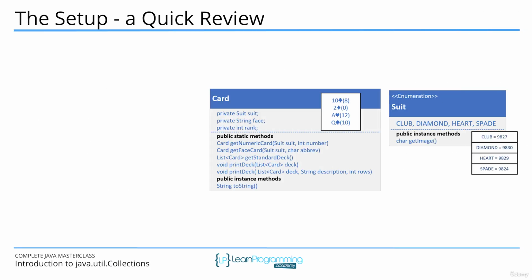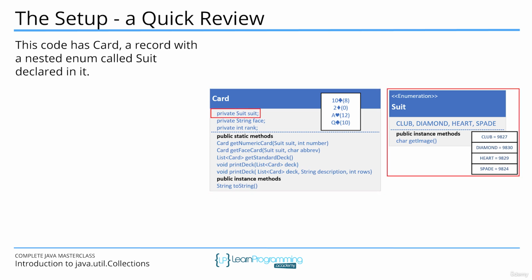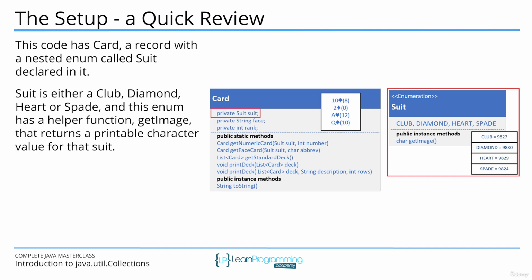In the last video, I created some code I'll be using in this video, and a couple of the ones that follow. I'll briefly discuss it here for those of you who decided to skip that walkthrough. This code has card, a record with a nested enum called suit, declared in it. Suit is either a club, diamond, heart, or spade, and this enum has a helper function, getImage, that returns a printable character value for that suit.